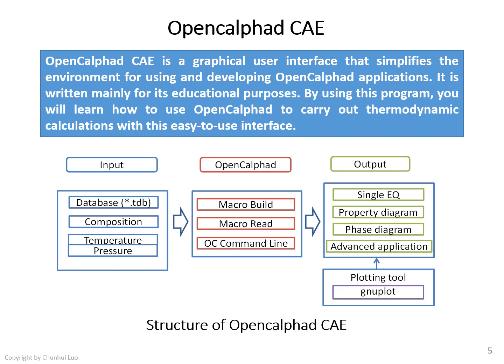This figure illustrates the structure of the program for the basic version of OpenCalphad CAE. From left to right, it shows 3 blocks. The first is input data preparation, the second is the generation of the OpenCalphad model, that is the macro file, and the third is the execution of computation, finally output of results by means of the grapher tool GNUplot. 4 calculation types are available: single equilibrium, property diagram, phase diagram, and advanced application.